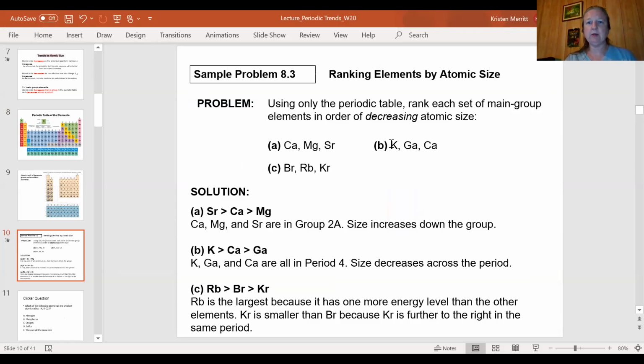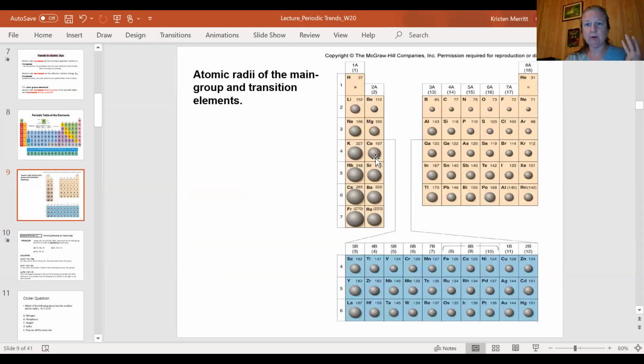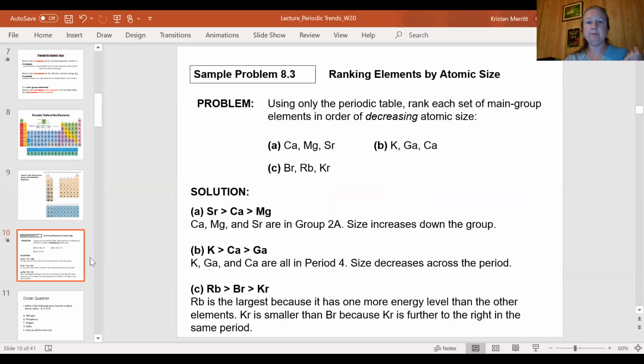So that follows the trend going down a group. The next is potassium, gallium, and calcium. So here's potassium and here's calcium, and it is gallium. So this is going to be the trend going along a period. It's smaller to the right. So gallium is going to be smaller than calcium, which is smaller than potassium. And in fact, here's potassium, here's calcium, and here's gallium. So you can see that, and then there's your trend. So that's going across a period.